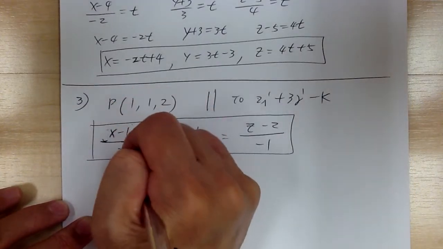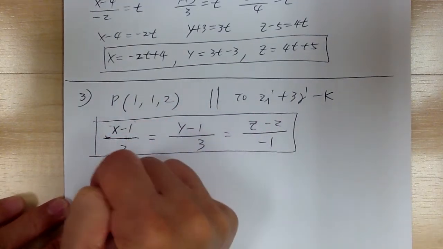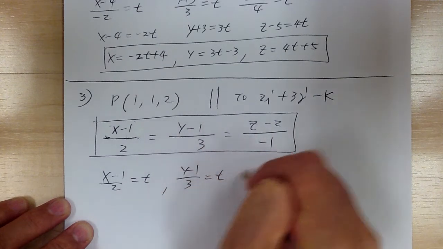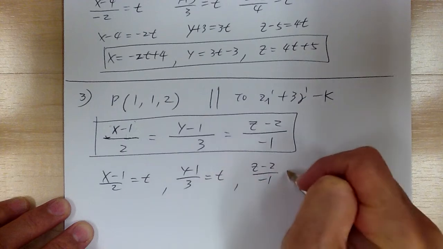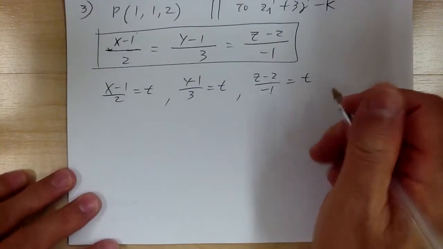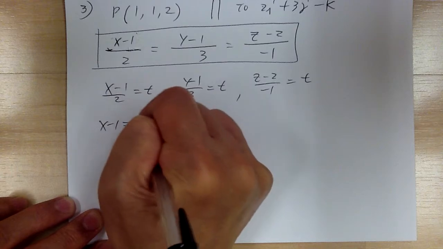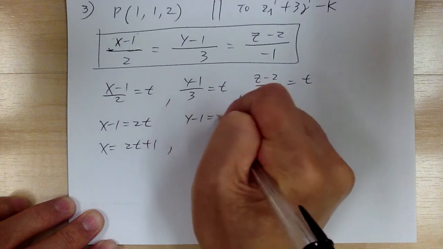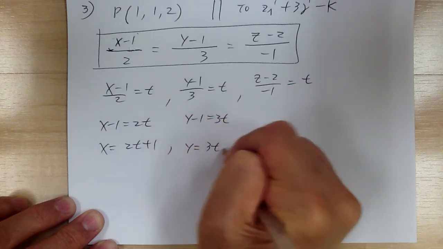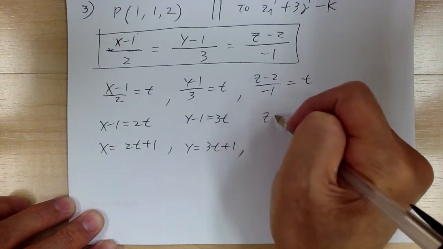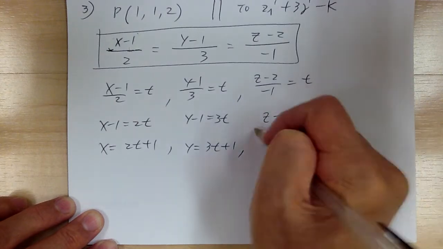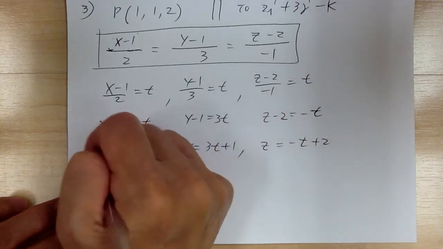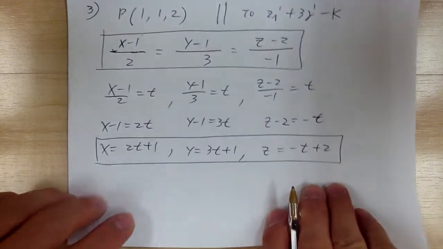And then you go ahead and get the parametric equation. You set each one equal to t. And then you go ahead and solve. Cross multiply, you add. Cross multiply, you add. Cross multiply, then you add. And that's your parametric equation.